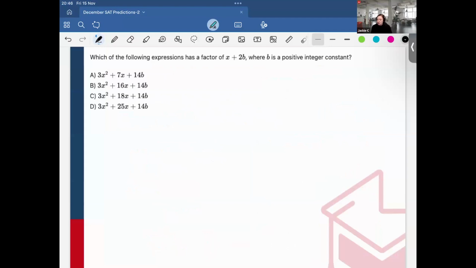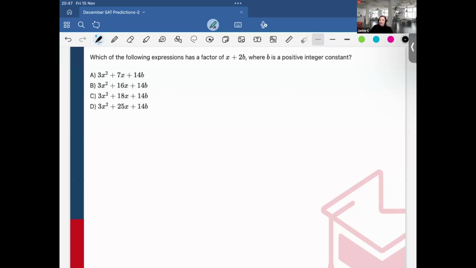Okay, so this says, which of the following expressions has a factor of x plus 2b, where b is a positive integer constant? If you've been following my videos, I put this in my June predictions video, not this exact problem, because there was a similar one that appeared in October. There were ones that appeared in May. It could be possible that they bring this up again on the December exam. It probably won't be the same problem. Numbers may be changed, but same concept. So make sure you know this.